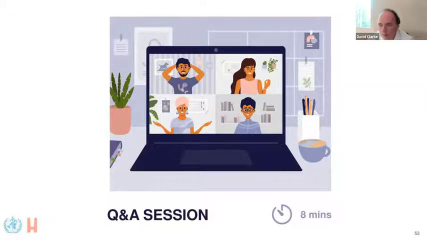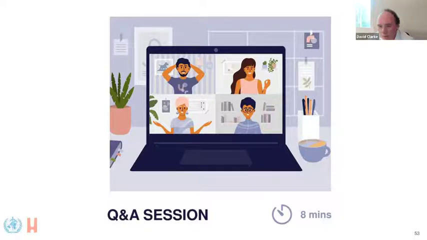Sorry, Claire, can you remind me what the second part of the question was? The second part is if the governance behaviors have been assessed, if there's any framework to assess the governance COVID-19 response. We're in the middle of doing that right now.